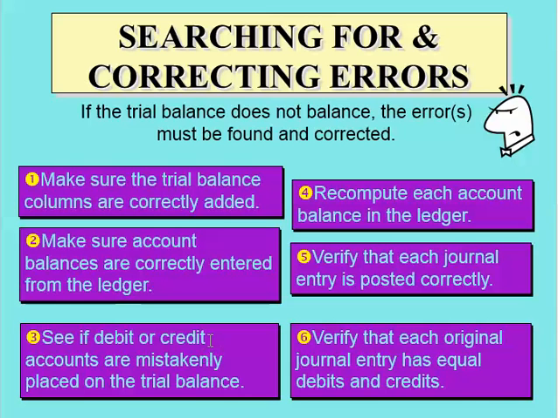Make sure that you didn't put a debit in the credit column or a credit in the debit column, that they're in the correct accounts. Recompute each balance in the ledger, so you'd have to make sure that you correctly have the right balance there. Make sure that we've posted each journal entry correctly and that each journal entry has equal debits and credits to begin with. So there's a few different steps that we have to go through for that.